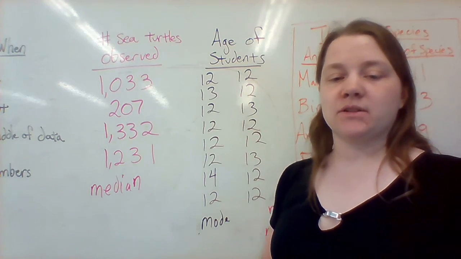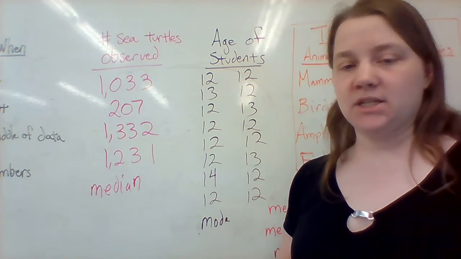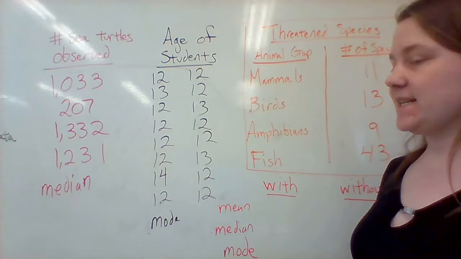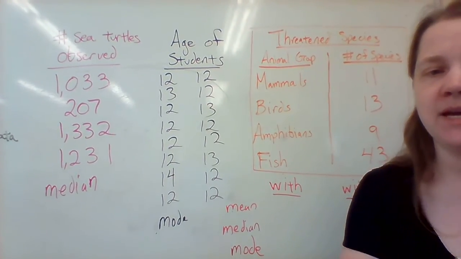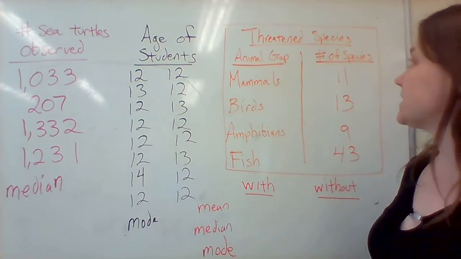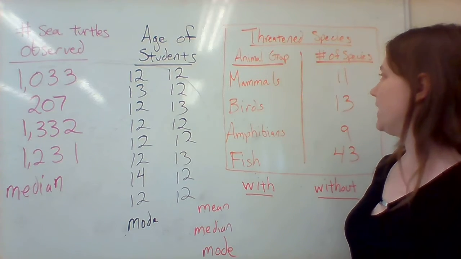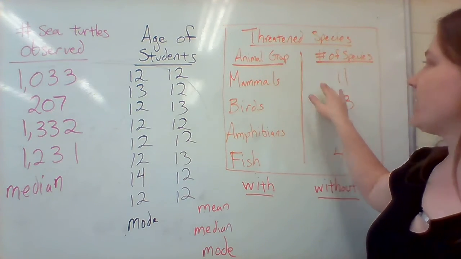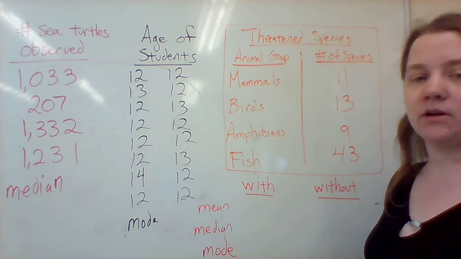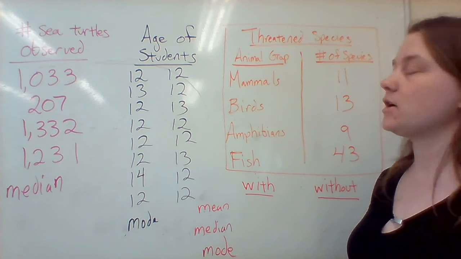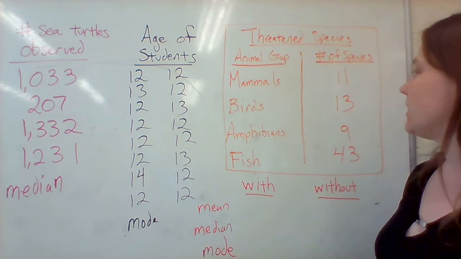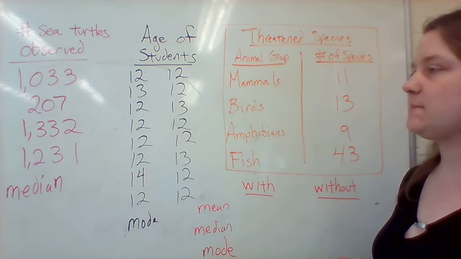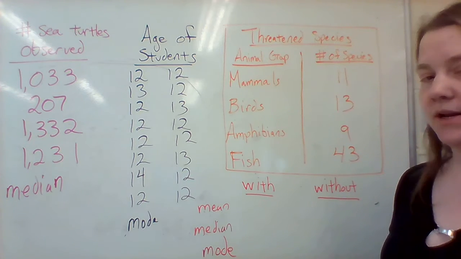Many of the numbers here are the same, so we're going to go with the mode, which is the number that shows up the most. Now, when we look at this last section, we have some threatened species, and we know that at the time this data was taken, there are 11 mammals that are threatened, there are 13 birds that are being threatened, there are 9 species of amphibians being threatened, and there are 43 species of fish that are being threatened.